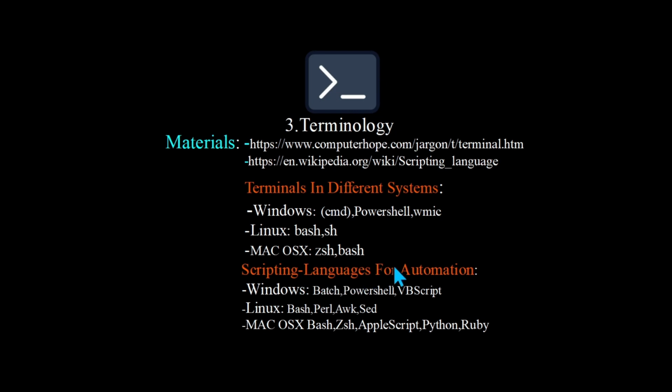And then there are the scripting languages for automation which you can use, and some of them are integrated in the terminals themselves or the command line. On Windows, it will be Bash, PowerShell, and VBScript, also called Visual Basic. On the Linux system, the common ones will be Bash, Perl, Awk, Zsh. And on the macOS Apple systems, it will be Bash, Zsh, AppleScript, Python, Ruby, which are by default in the environment. So those are the scripting languages for automation through the terminal, and also the terminal languages.